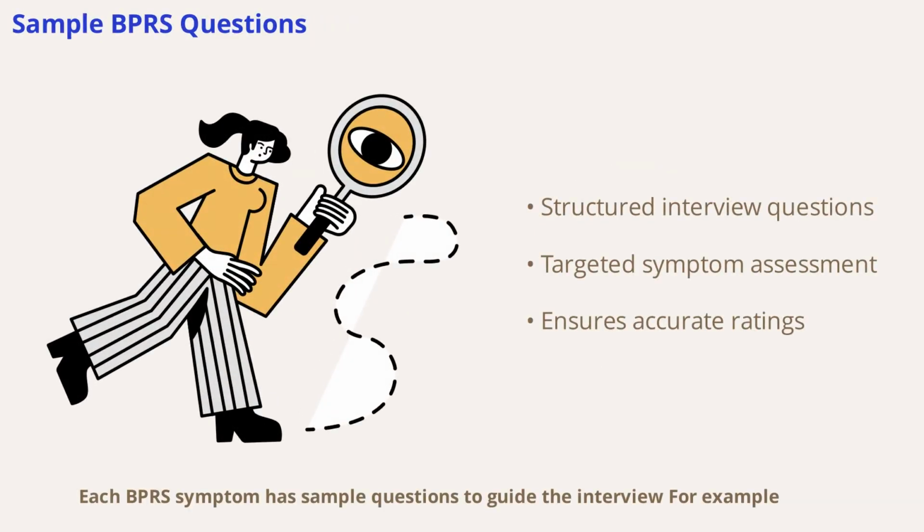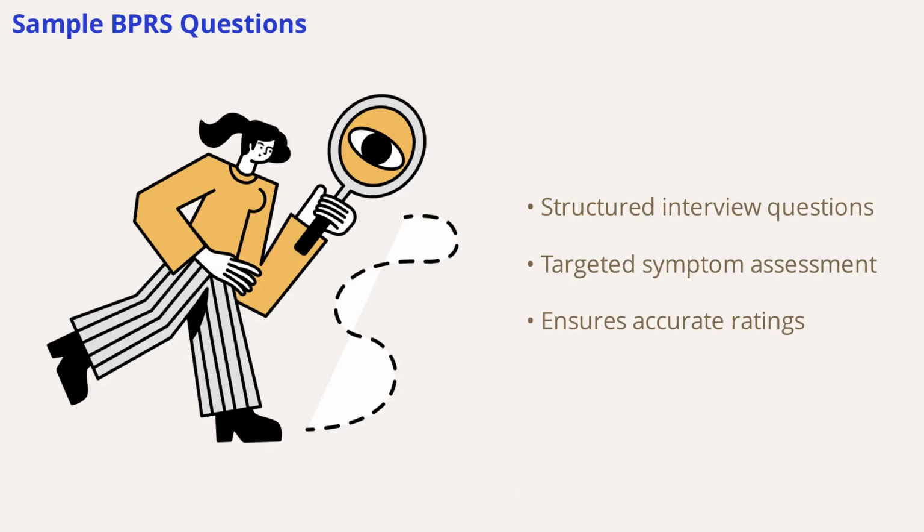Each BPRS symptom has sample questions to guide the interview. For example, to assess somatic concern, the examiner might ask about worries regarding physical health or changes in appearance. For anxiety, questions focus on worry, nervousness, and physical symptoms. These targeted questions help elicit accurate information and ensure that ratings reflect the patient's true experience.